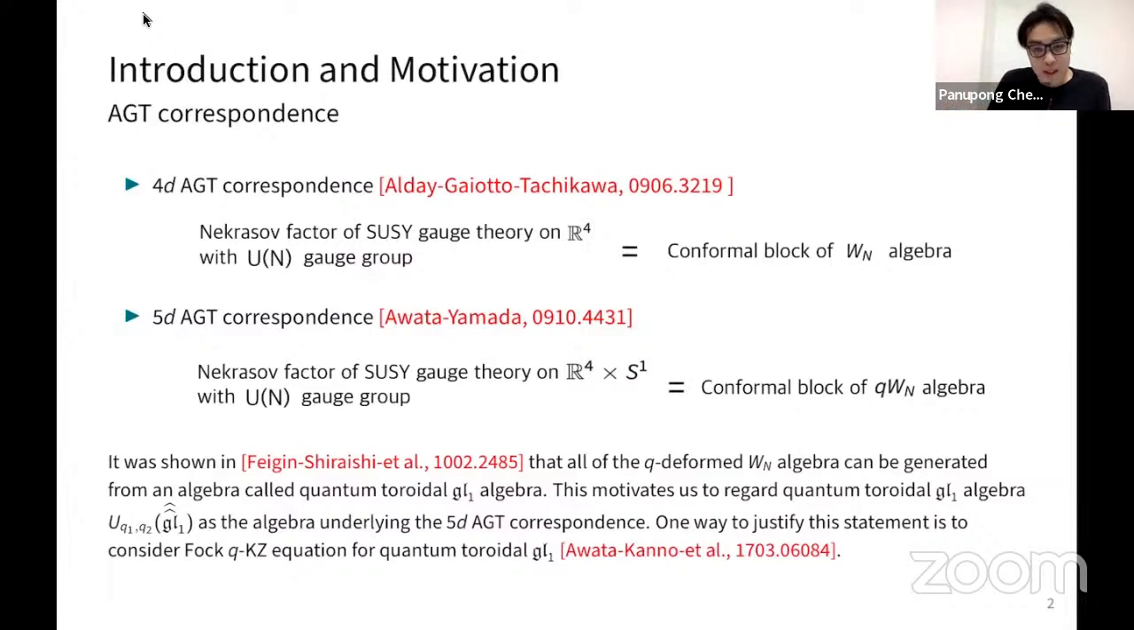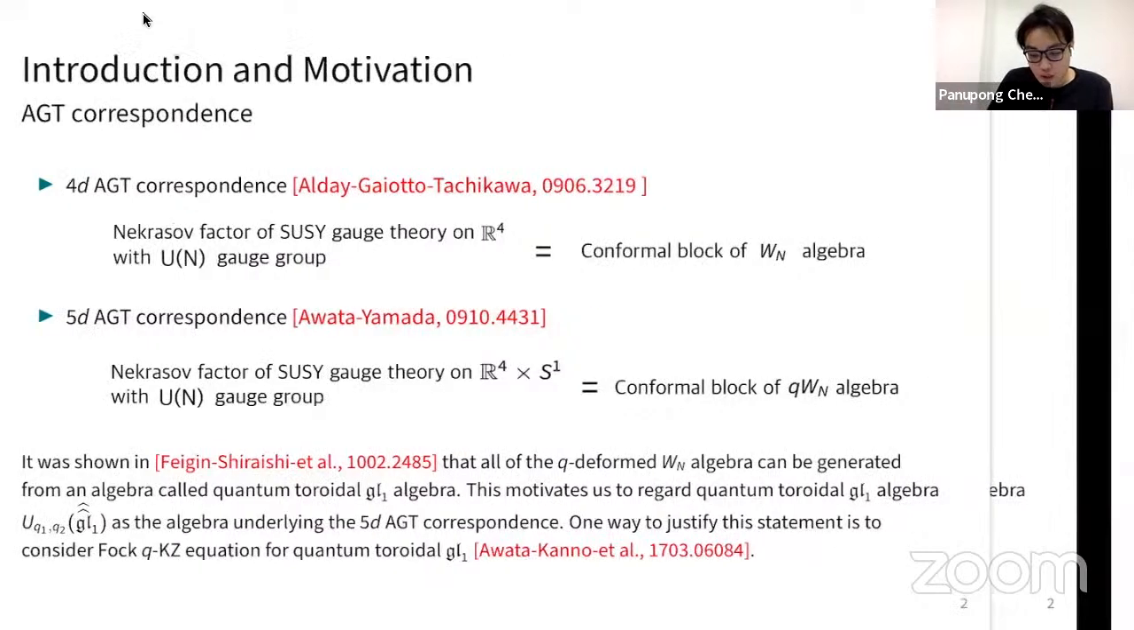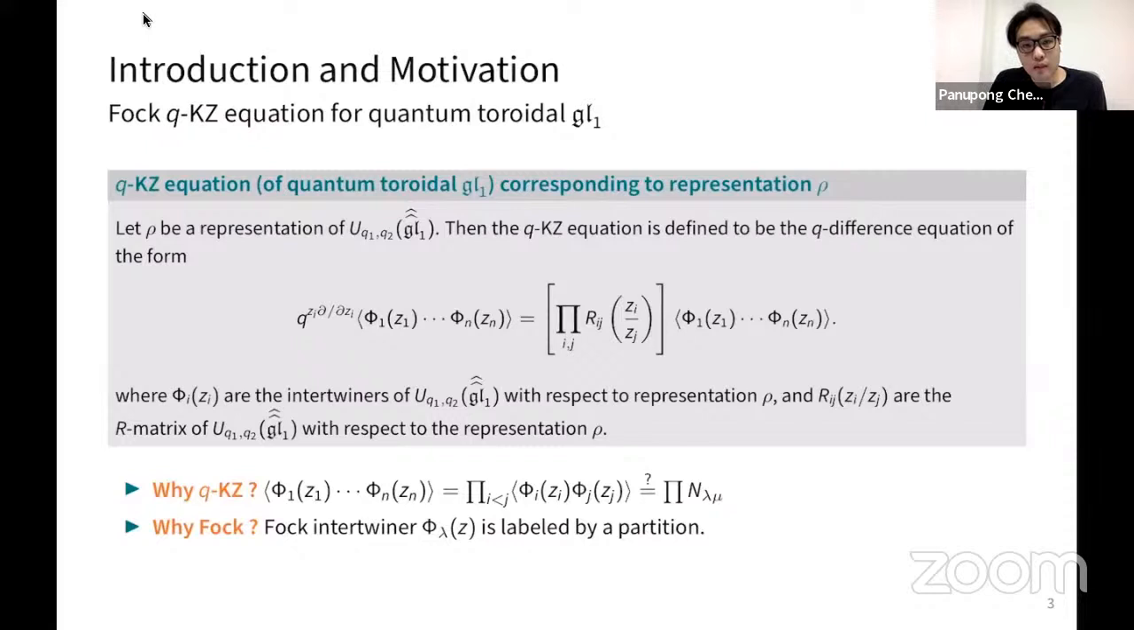So before explaining why this is a justification, let me explain what I mean by the qKZ equation for quantum toroidal gl1 algebra corresponding to some representation. Suppose that rho is a representation. The qKZ equation is the difference equation that takes this form. We have the difference operator acting on the correlation function of the intertwiners, and that is equal to the R matrix corresponding to the representation rho multiplied with the correlation function of the intertwiner. We call a difference equation of this form the quantum Knizhnik-Zamolodchikov equation of quantum toroidal gl1 algebra.